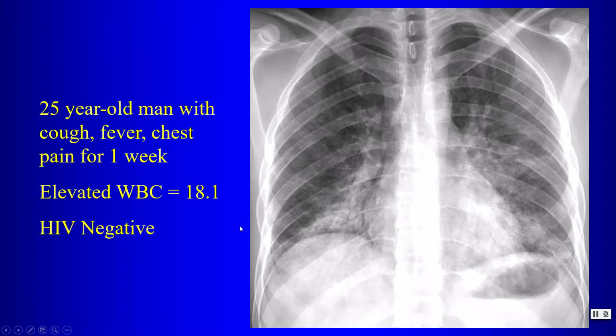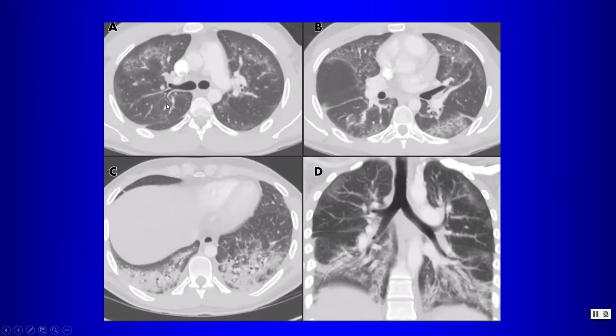Now, if I tell you this is a 25-year-old man with cough, fever, chest pain for a week, white count is elevated, HIV test is negative, and we see these bilateral opacities, consolidations predominantly at the lung bases. Certainly in this day and age, we would be concerned about COVID, but I will tell you that this is not COVID. And my question to you, after looking at this CT scan, we have these consolidations here, predominantly ground glass, and also more dependent confluent opacities here at the lung bases.